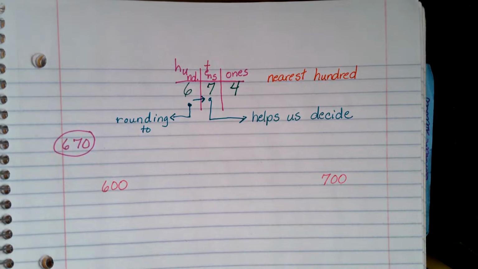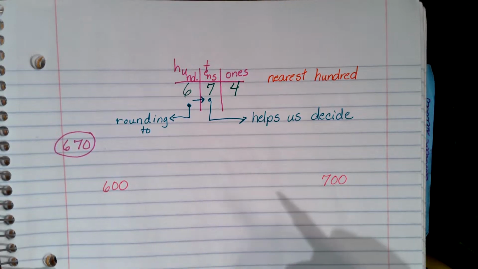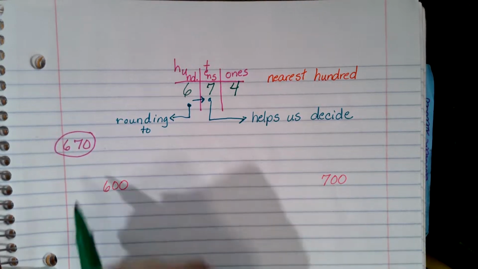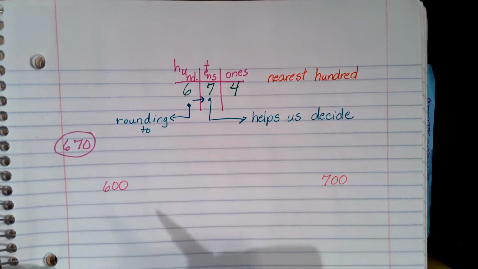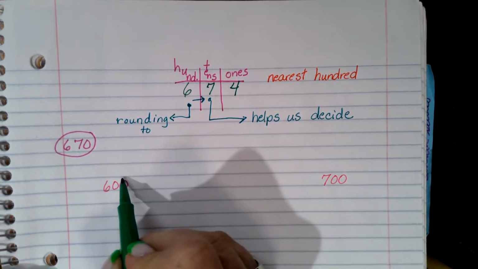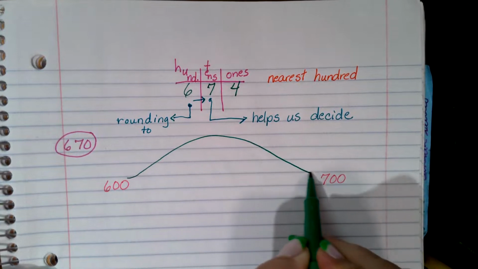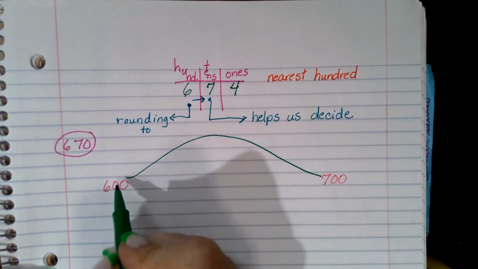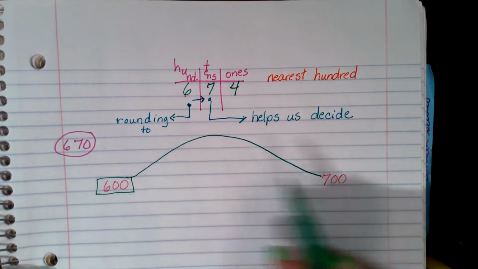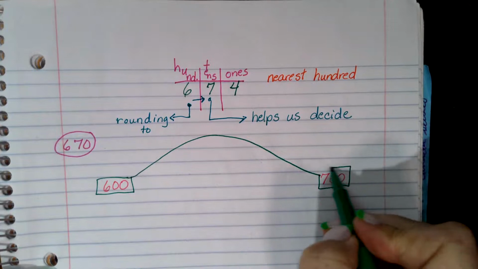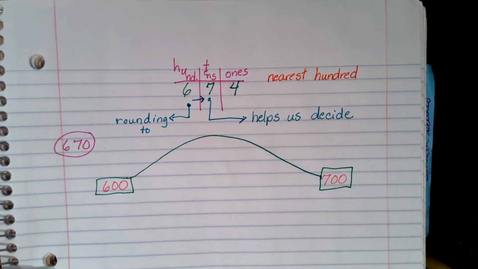Now, a fun way that I like to do this, because I don't know about you, but I think roller coasters are interesting. I don't really like them, but they're interesting, and they're more fun than just doing a regular number line. I'm going to draw a roller coaster track between 600 and 700. Here's where we would start. Here's the end of our track.